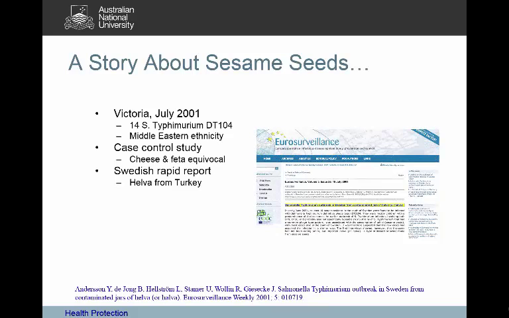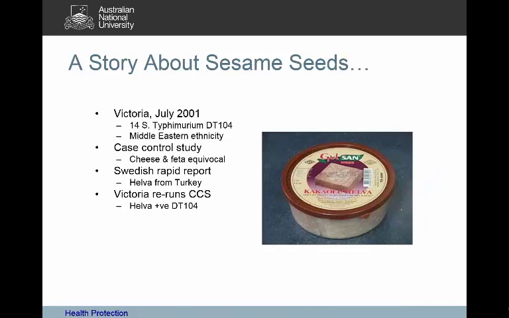Shortly after they had finished this case control study, there was a report in Eurosurveillance, which is an international journal of infectious disease threats, that reported on an outbreak of Salmonella DT104 in Sweden, where they identified that it was caused by halva, which is a sesame seed product, a sweet, which has got high sugar and high fat, that originated from Turkey. So Victoria ran their case control study asking about halva, and sure enough, cases had all eaten this consistent brand of halva. They tested the halva in Australia and it was also positive for Salmonella typhimurium DT104.